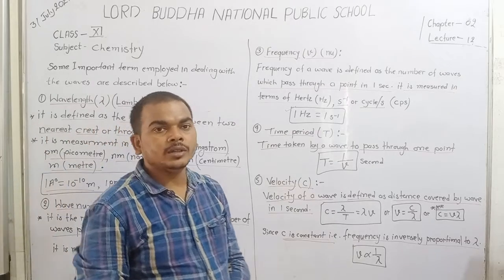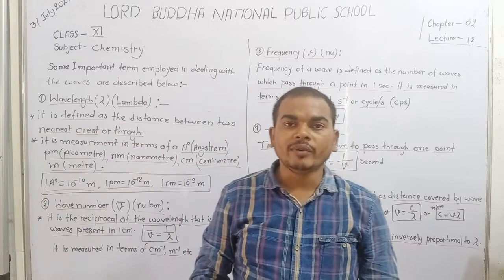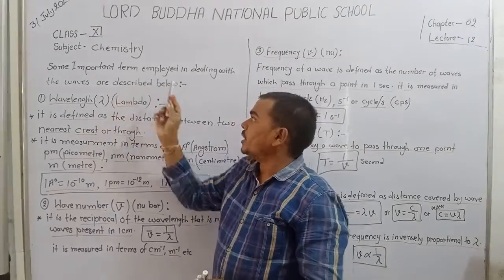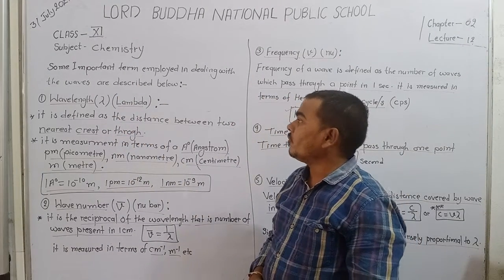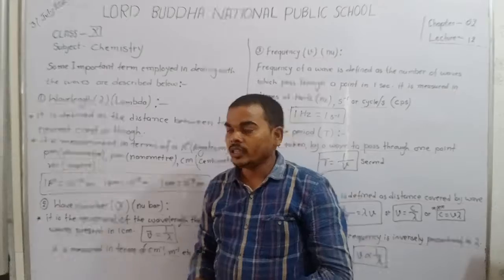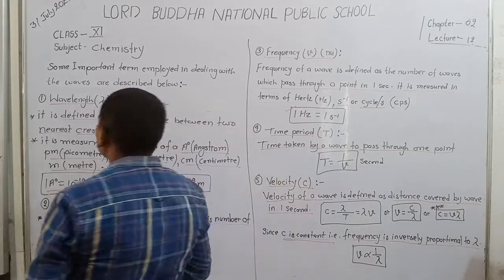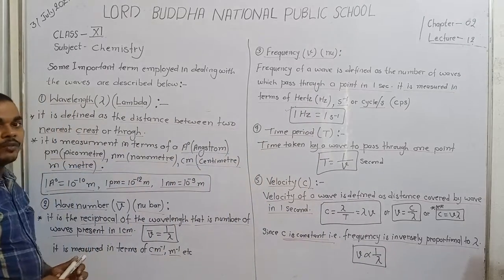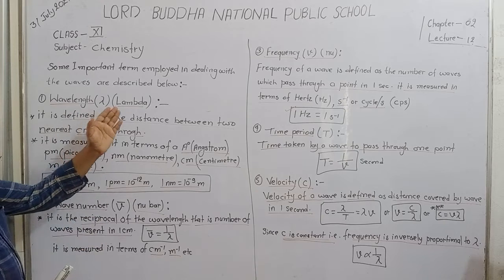Dear student, in the chapter atomic structure, today we will discuss some important terms employed in dealing with waves, which are described here. First is wavelength. Dear student, wavelength is represented by lambda.